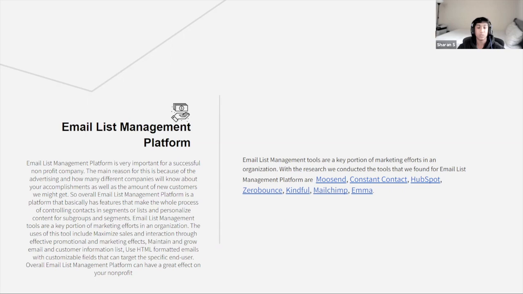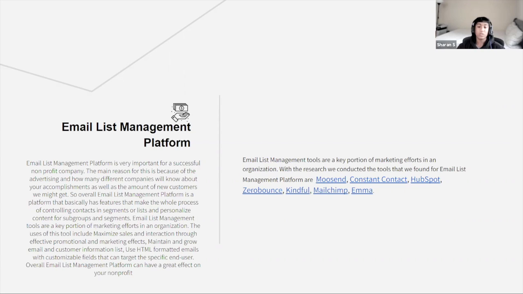Email list management tools are a key portion of marketing efforts in an organization. The uses of this tool include to maximize sales and interaction through effective promotional and marketing efforts, maintain and grow email and customer information lists, use HTML formatted emails with customizable fields that can target the specific user. Overall, an email list management platform can have a great effect on a nonprofit.